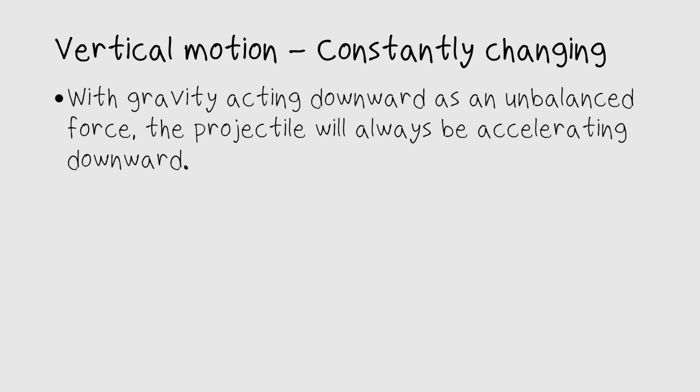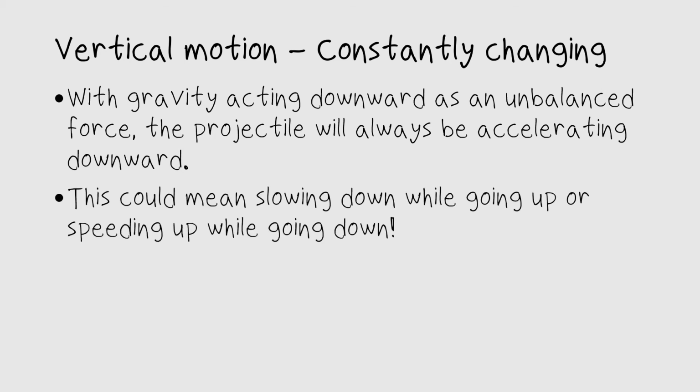Looking at the second personality, it's associated with the vertical motion, and this motion is constantly changing. With gravity acting downward as the only force in play, again, after launch, the projectile is always going to be accelerating downward. And in earlier Transparent Physics lessons, we've talked about the idea that even though the acceleration is constant, the motion could be changing a lot. It could be speeding up while going down, it could be slowing down while going up.